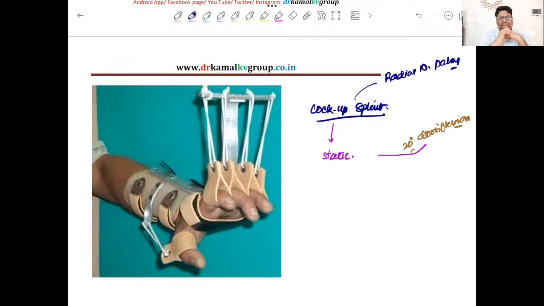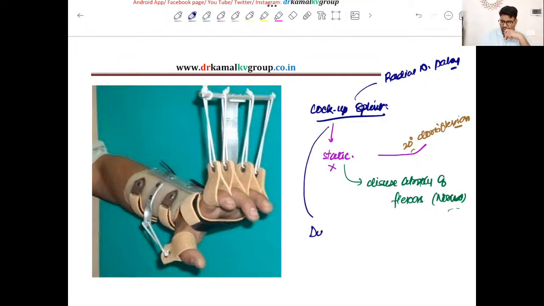Now whenever you are giving a static kind of splint, the flexors which are normal are also immobilized, and that could lead to wasting, or you can say disuse atrophy. They are normal, but we are not allowing the patient to use them because a splint is there. So this leads to disuse atrophy of flexors which are normal actually. This has led to the concept that static should be replaced by dynamic.